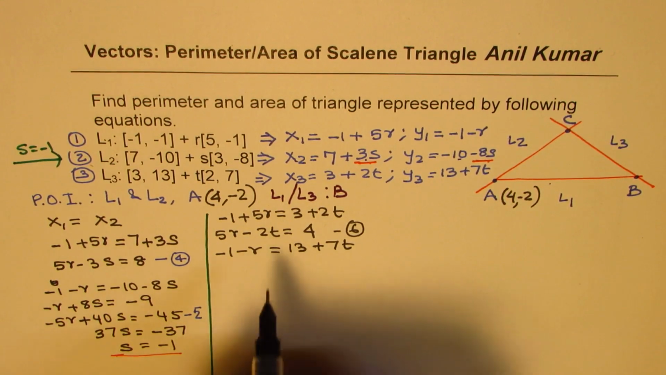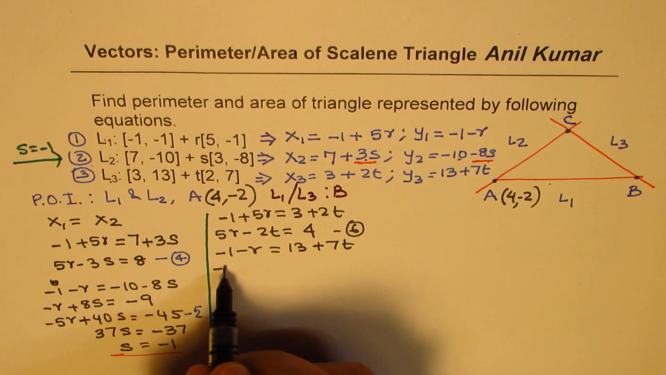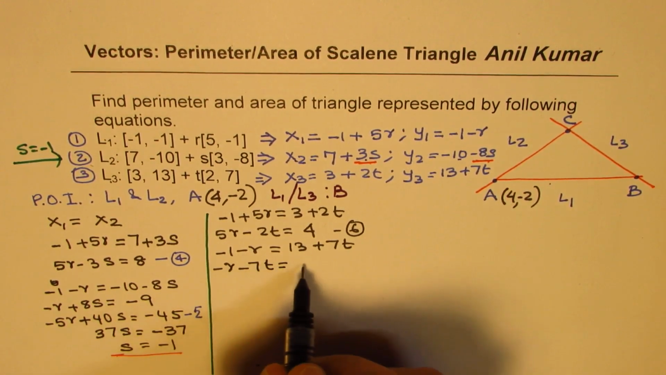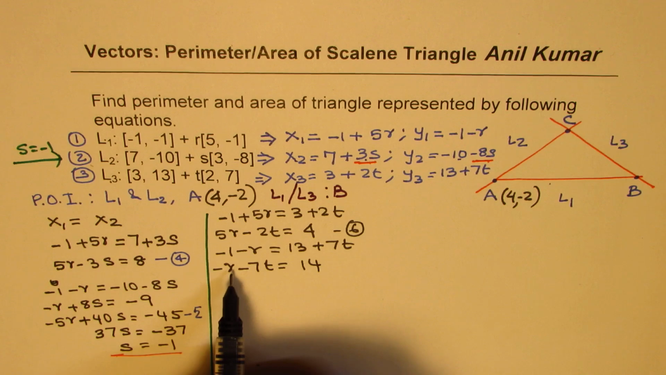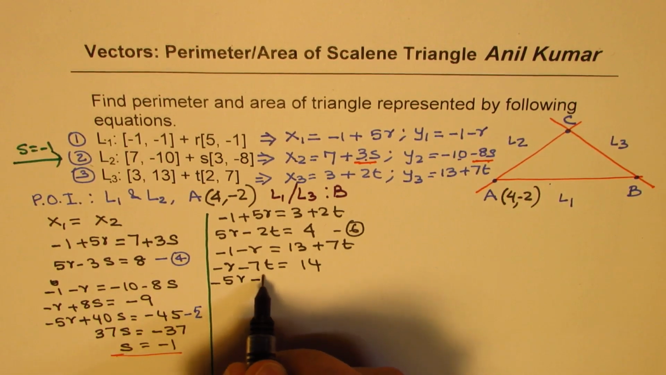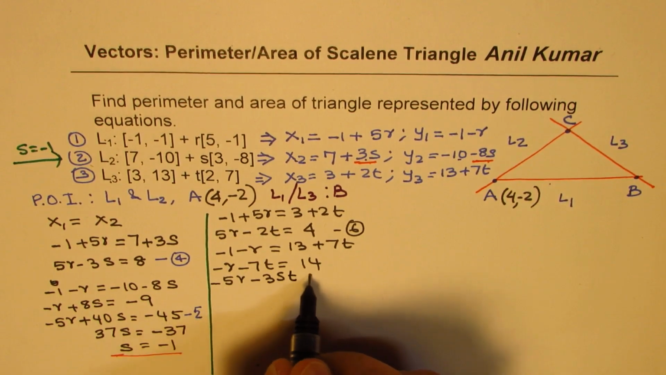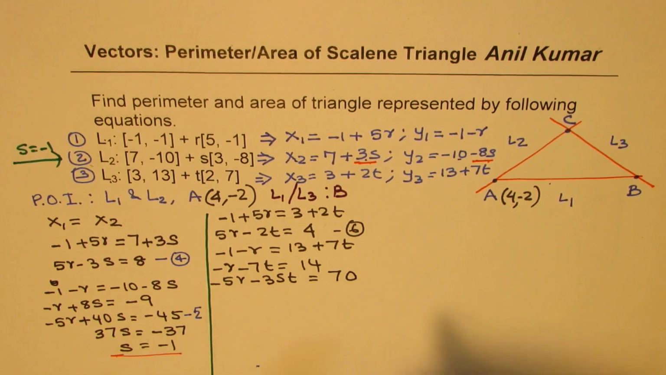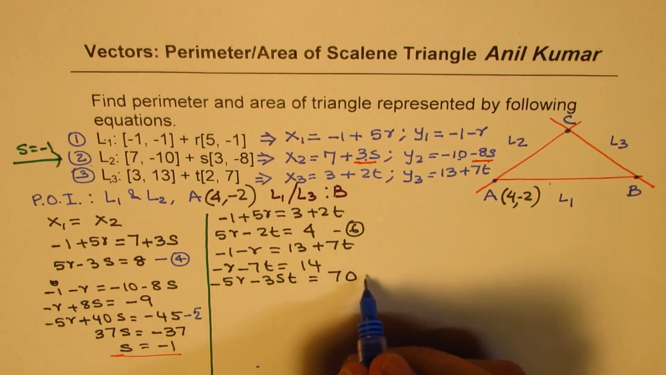Bringing them together gets us minus r minus 7t equals 14. Multiplying this by 5, we get minus 5r minus 35t. 5 times 2, 20, that gives us 70, right? So this is our equation number 7.